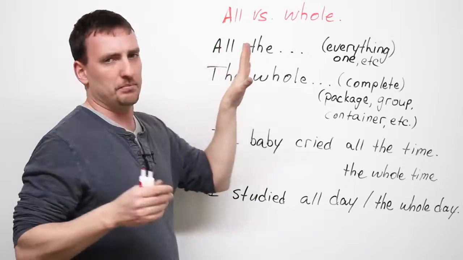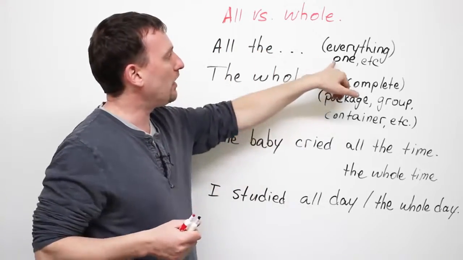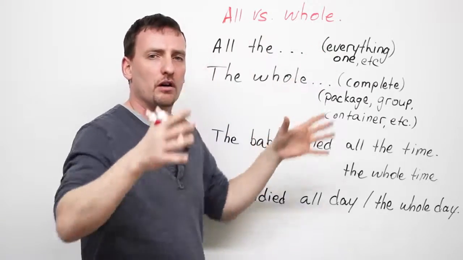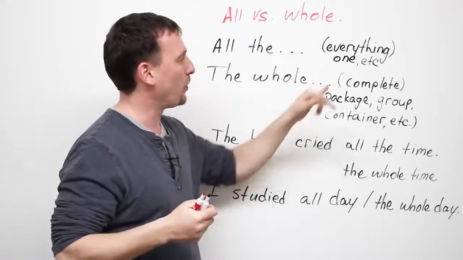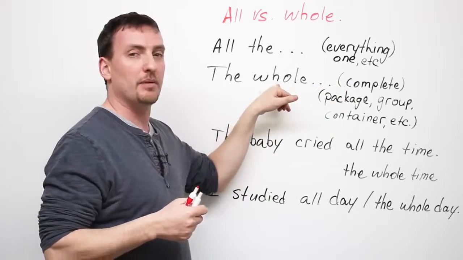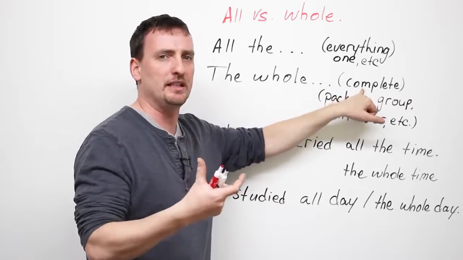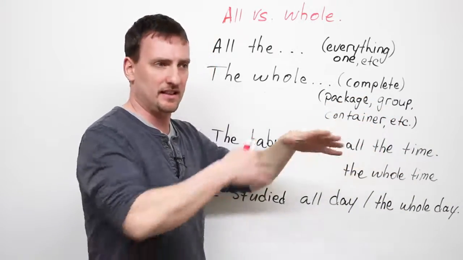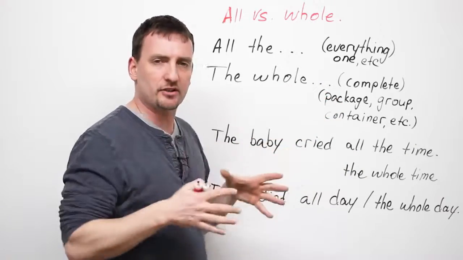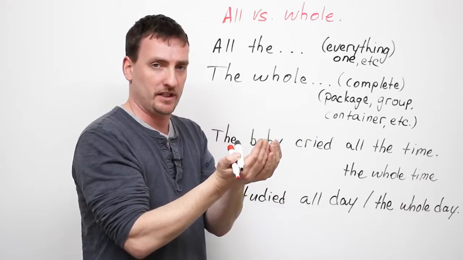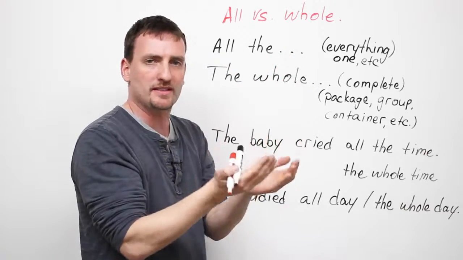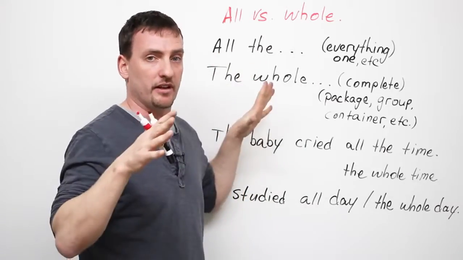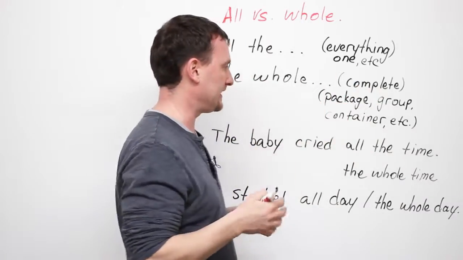Now, what's the difference between all and whole? All, you're talking about everything. Whatever it is you're talking about, all of it, basically. Everything. When you're talking about whole, you're talking about a complete something, a complete package, a complete group, a complete container of something, right? Whatever it is you're talking about, it has to be complete. It has pieces inside, and then the whole is the complete collection of whatever it is you're talking about, whereas all is just everything that's involved with that noun.